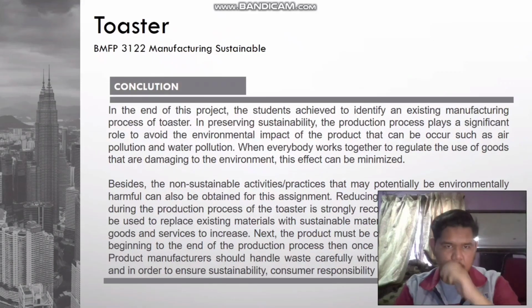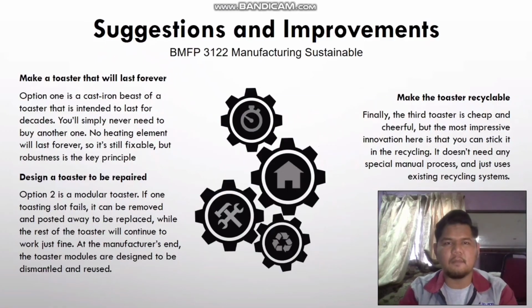Okay, so I'm the last group member, so I will talk about the conclusion. So at the end of this project, the students achieved identifying an existing manufacturing process of the toaster. In preserving sustainability, the production process played a significant role in avoiding the environmental impact of the product that can occur, such as air pollution and water pollution. When everybody works together to regulate the use of goods that are damaging to the environment, this effect can be minimized. So these are some suggestions and improvements that can be done to the toaster.